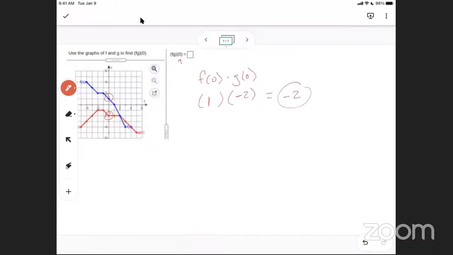Trying to pull a fast one on us. Yeah, they sure were. Okay.